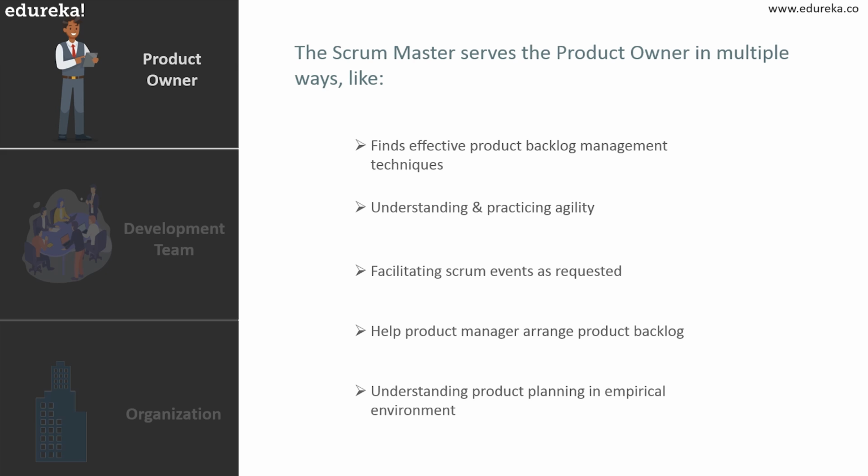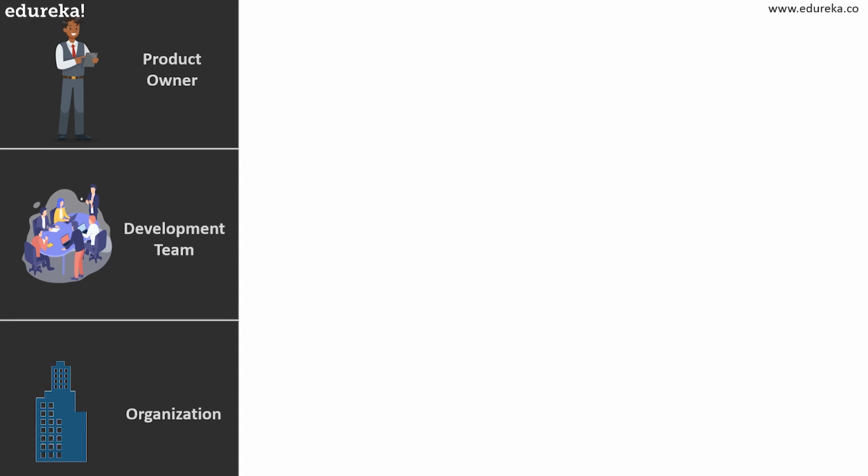They know agile as a way of approaching a project and can set up meetings as and when needed to direct or pass on information about the process. And they also make sure that the product owner has an idea about the empirical environment or empirical concept which Scrum is based on. Well, that's about the product owner. Let's see how Scrum Master serves the development team.